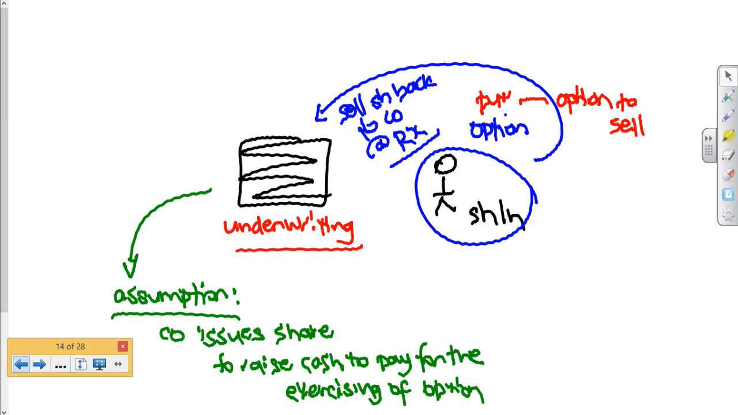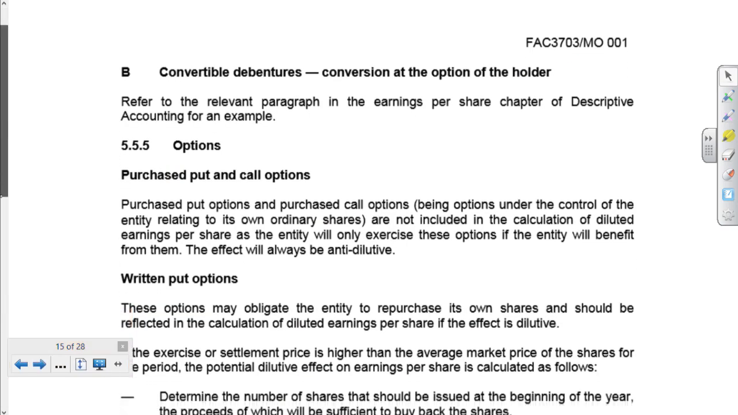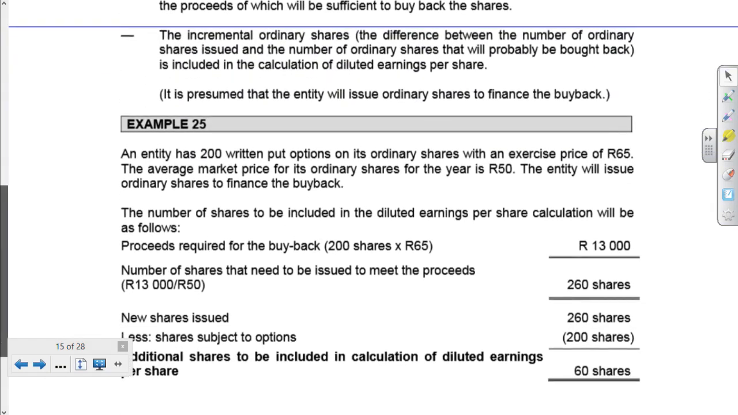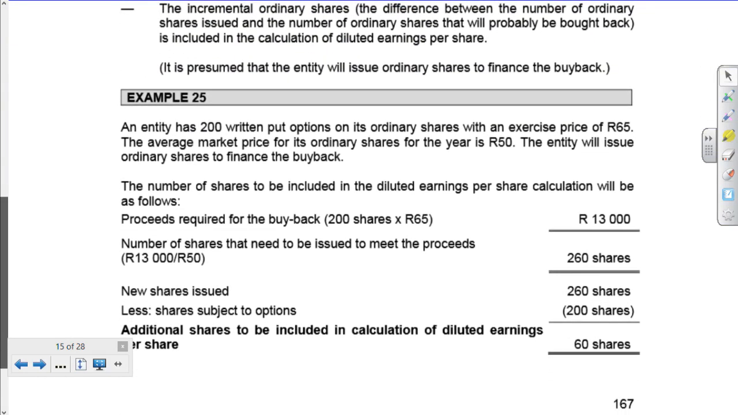Okay, so the assumption is that the company will issue shares to raise the cash that it needs to pay for the exercising of this option that the shareholder has chosen to exercise. We're looking at the next example. It's 25. Why do I think we've seen a 25 already? Or did we see a 24? Okay. We're now on 25.